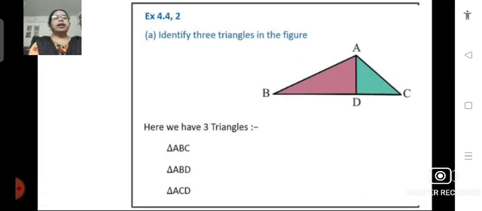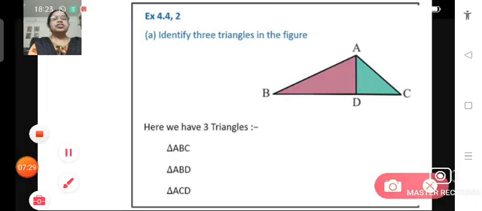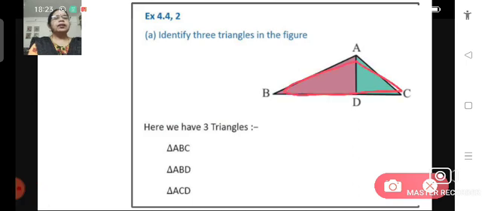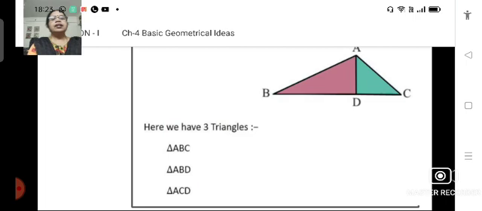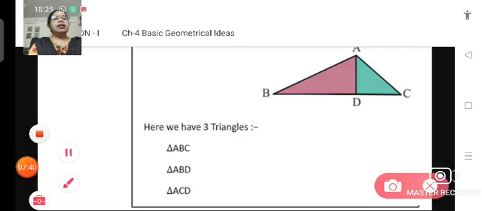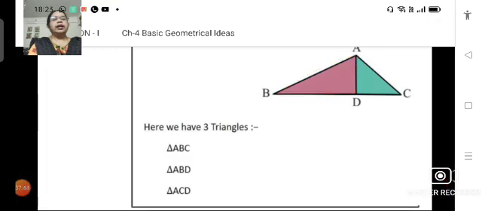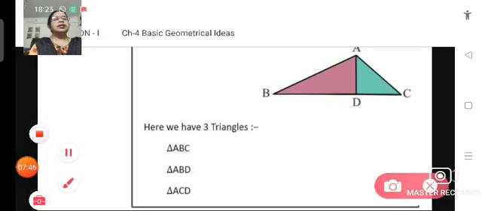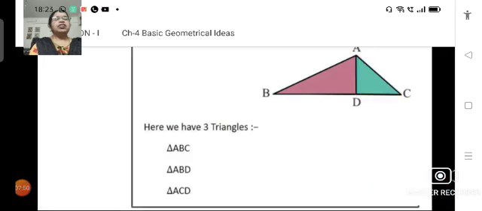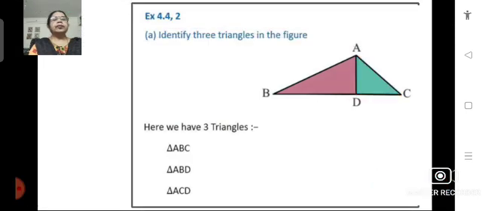Next question, identify three triangles in the figure. So what are the three triangles in this figure? We can see triangle ABC is one of the triangles, and the next triangle we can take as triangle ADB, and another one is triangle ACD. So we have three triangles in this figure.